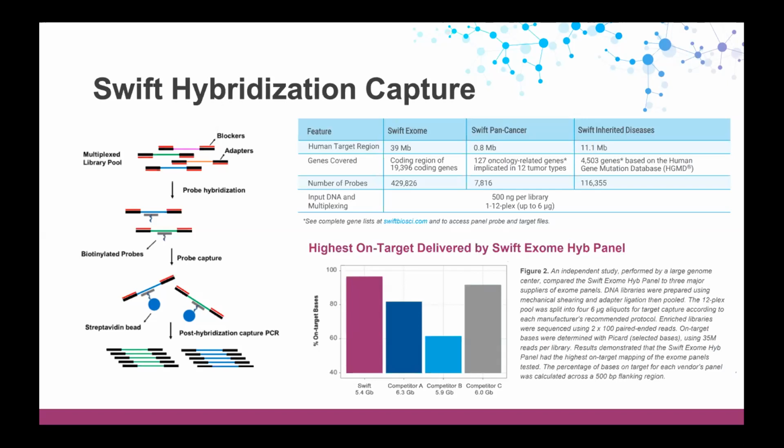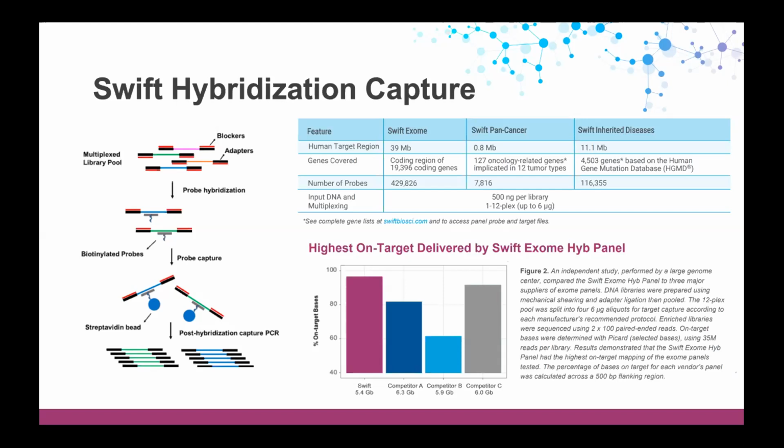On the right in this table, we're showing you the 3 different panels that Swift has available. Our most popular is the Swift exome, where, as I mentioned, you're sequencing all the coding regions of the approximately 20,000 genes in the human genome. Then we have a more targeted panel for pan-cancer. This is just under 1 megabase, and it covers the whole coding sequence of 127 oncology-related genes. And on the far right, we have an inherited disease panel, which is about 11 megabases of space that's pulled down, and this is for mostly germline conditions that are inherited diseases.